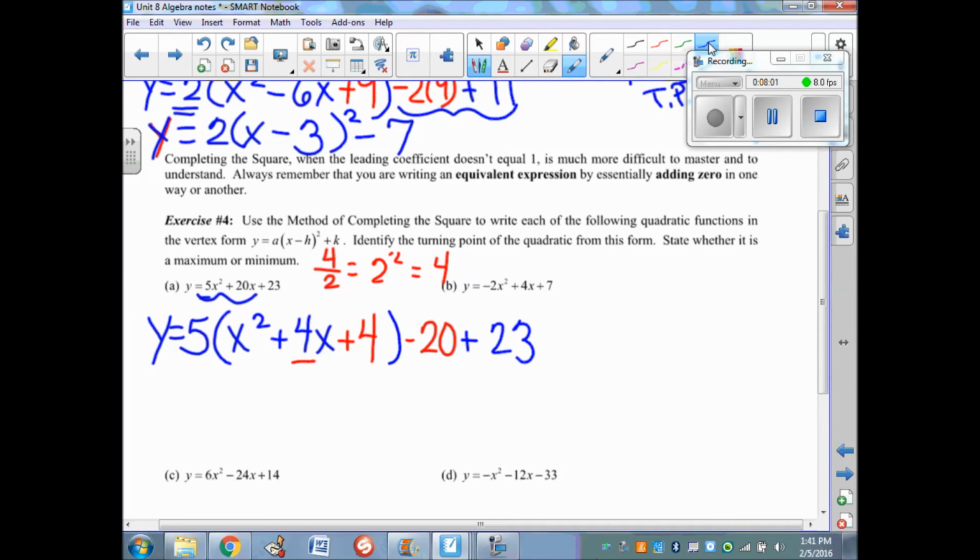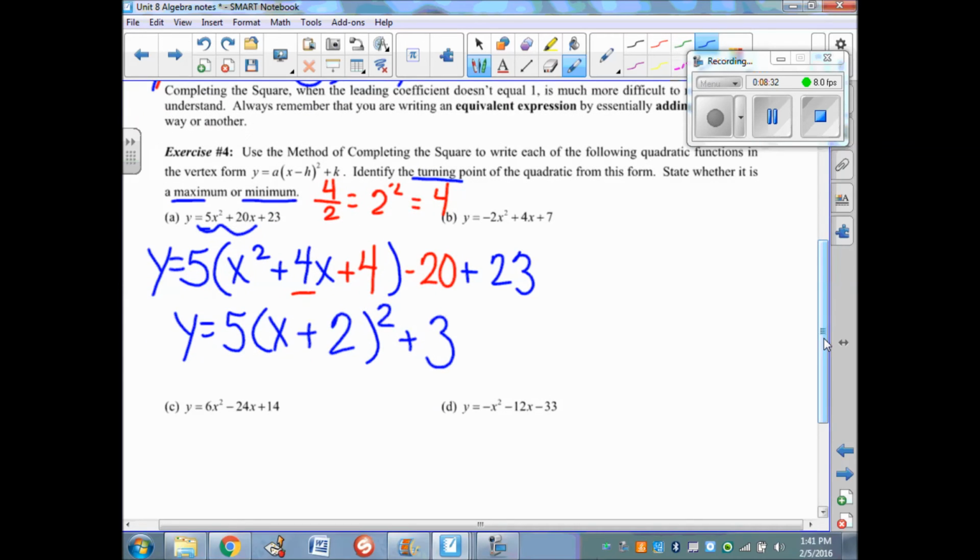So now I have my equivalent equation. I've established my perfect square trinomial. So now I just need to factor and combine my terms. So that's going to factor into (x + 2), the quantity squared, plus 3. So what is the vertex of this parabola? Let's see what the question asks us. Oh, it says identify the turning point and state whether it's a maximum or a minimum. So my turning point, or my vertex, is (-2, 3).